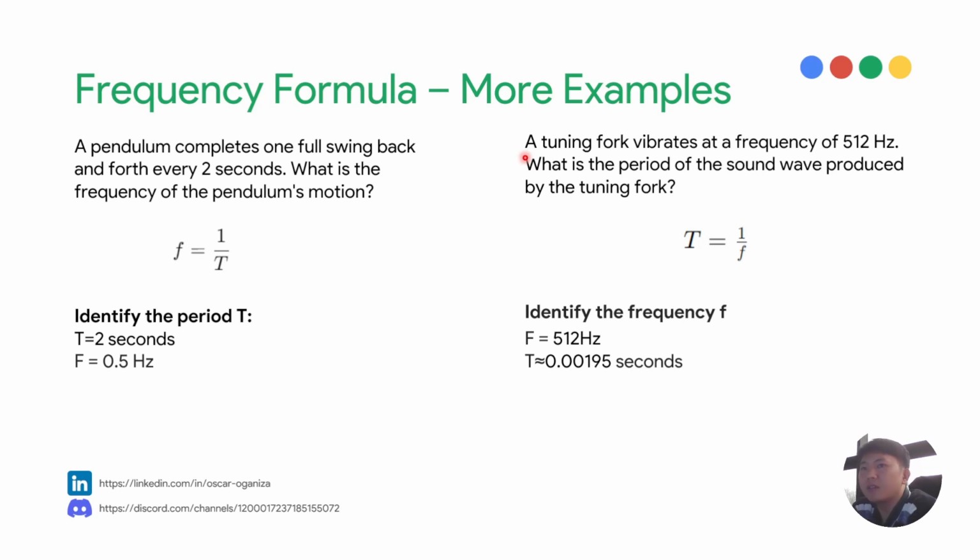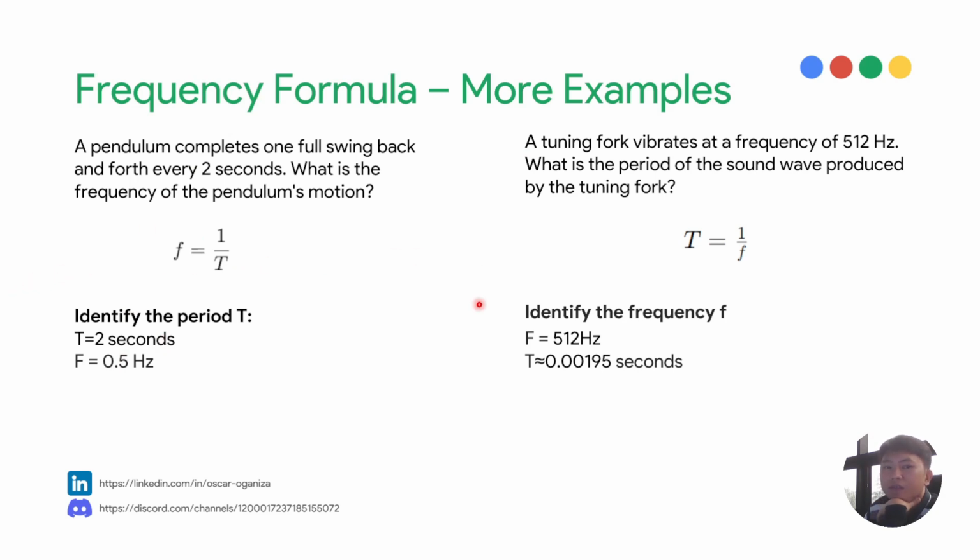Okay. Here are some other examples. A pendulum completes one full swing back and forth every 2 seconds. What is the frequency of the pendulum's motion? So again, frequency is equal to 1 over t, 1 over 2. That's basic: 1 divided by 2 is 0.5 hertz.